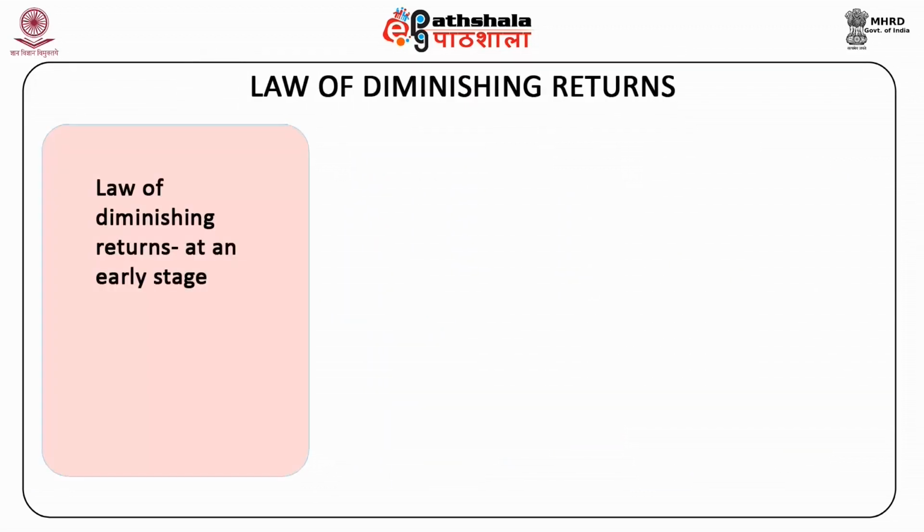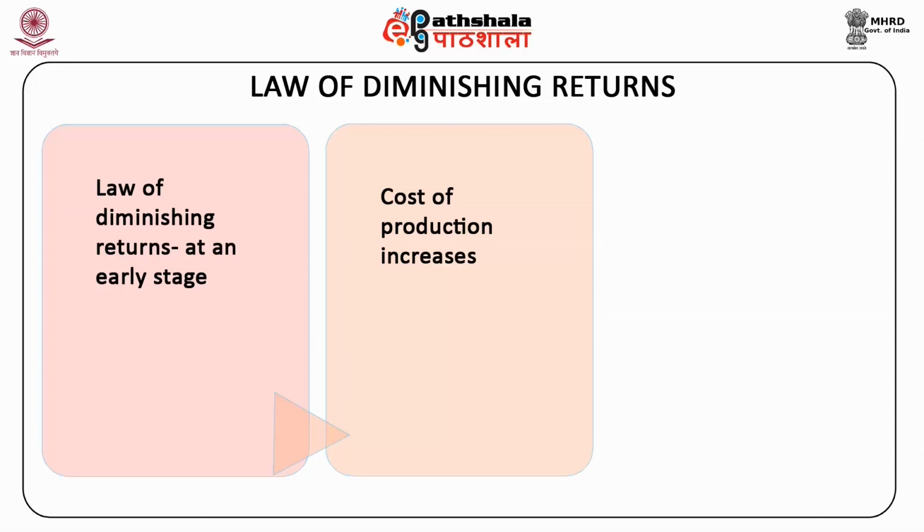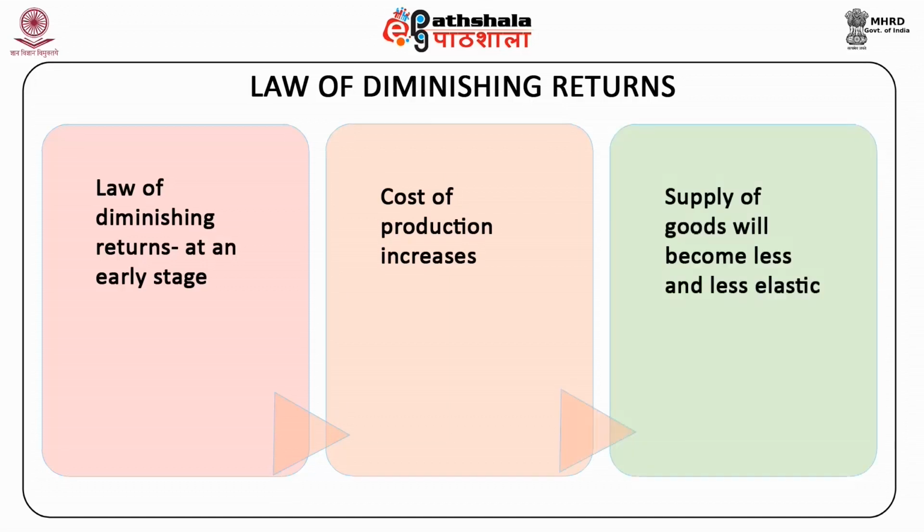Moving on to the law of diminishing returns. If the law of diminishing returns comes at an early level of production, then the cost of production will increase rapidly. As a result, the supply of the good will tend to become less and less elastic.